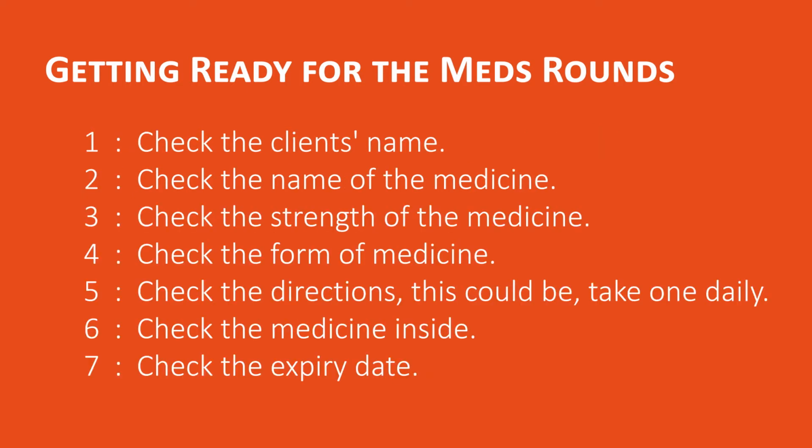Number 1, check the client's name. Number 2, check the name of the medicine. Number 3, check the strength of the medicine. Number 4, check the form of the medicine. Number 5, check the directions. This could be take one daily. Step 6, check the medicines inside. Step 7, check the expiry date.